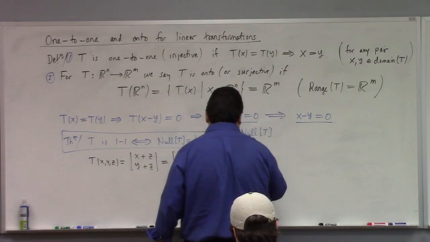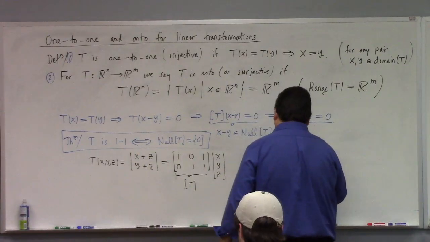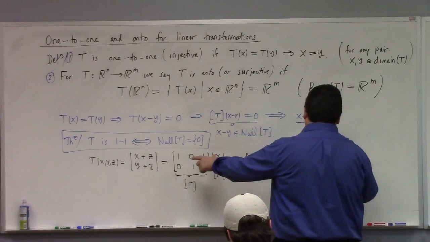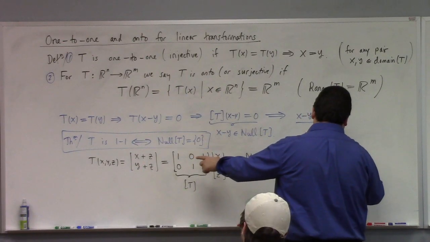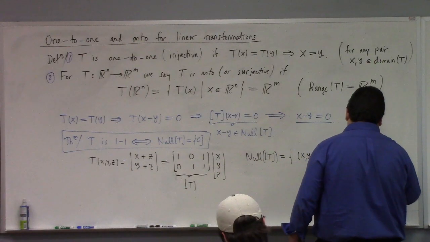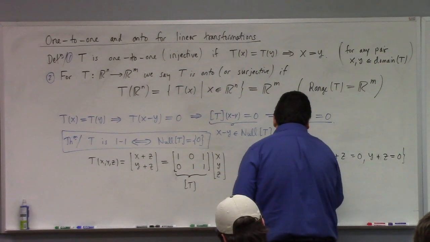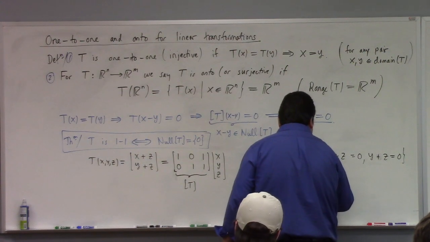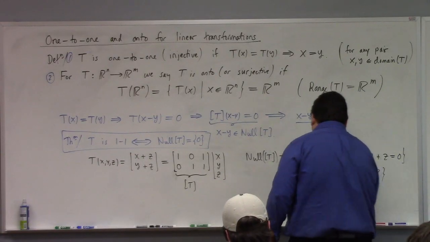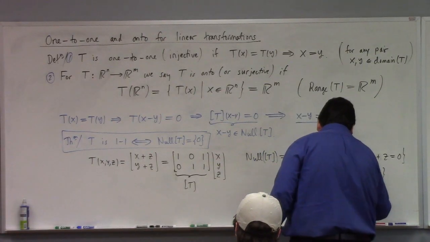And so what's the null space of T look like? We're talking about x, y, z such that we would want x plus z equals 0 and y plus z equals 0. So can you write the basis for the null space? It's minus z, minus z, z, such that z is real. In other words, the null space here is the span of (-1, -1, 1).